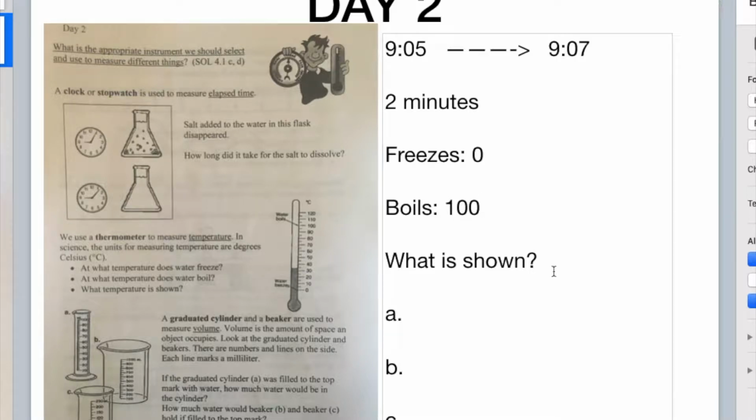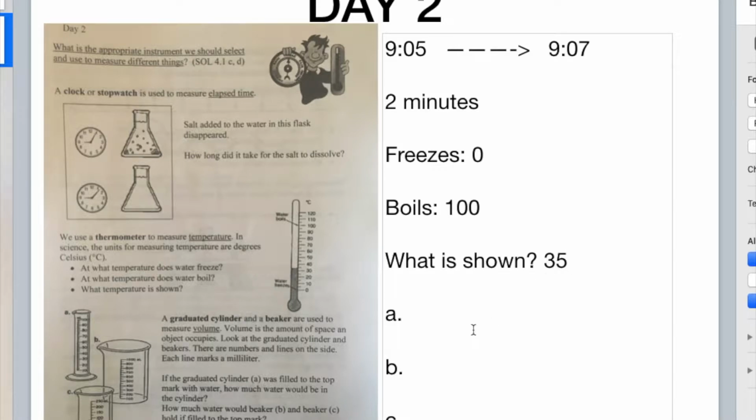And finally, what is shown on the thermometer in the picture? What temperature is shown? It's in between 30 and 40. It's the little line in between 30 and 40. If you said 35 degrees Celsius, you are correct.